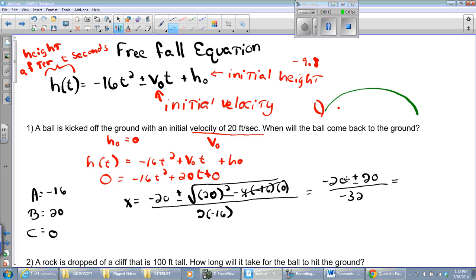So negative 20 plus 20 is 0 over negative 32, which simplifies to 0, which is what I got the first time. And then when I do negative 20 minus 20 over negative 32, I'm going to get negative 40 over negative 32. The negatives will cancel. I'm going to divide them both by 8, and I'm going to get 5/4, which is 1 1/4. So there you see it works out the same way. I wouldn't have done this one by quadratic formula, but I did it just for your comfort level.